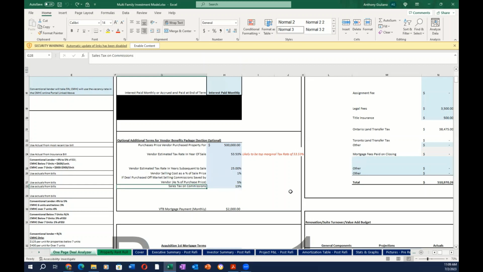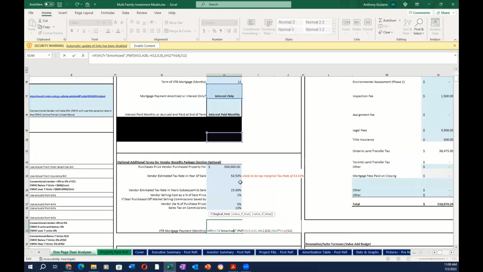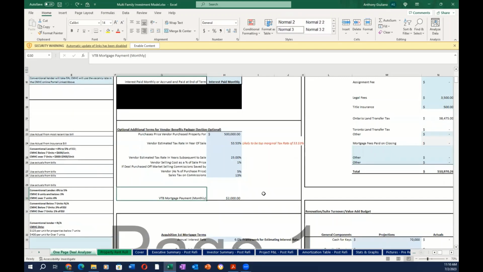And then finally, sales tax on commission. In the jurisdiction I operate in, there is a 13% sales tax on realtor commissions. You can enter the sales tax on the realtor commission in your market as well. And then what this will do is generate your monthly VTB mortgage payment. Now, our VTB mortgage section is complete.